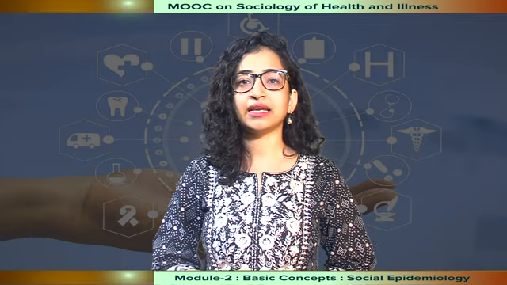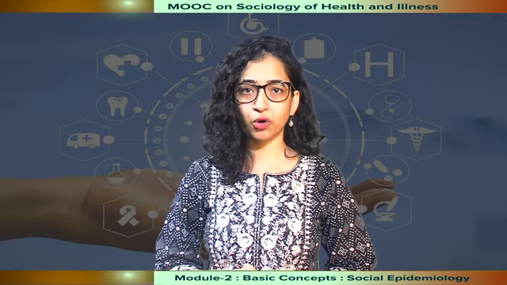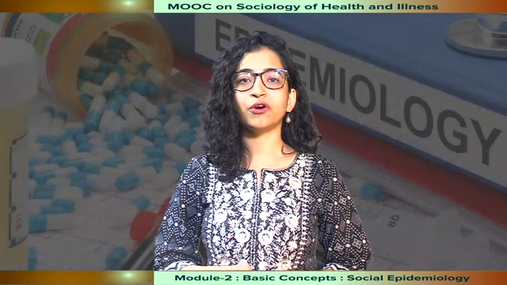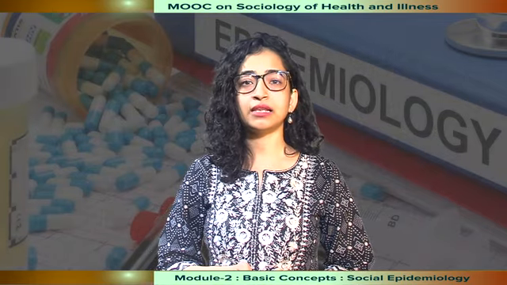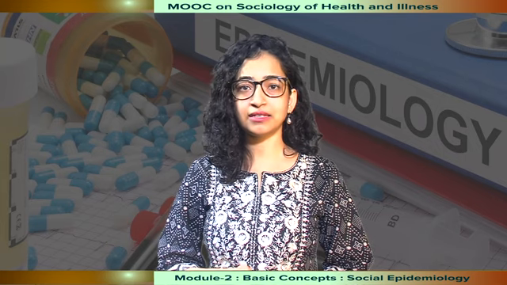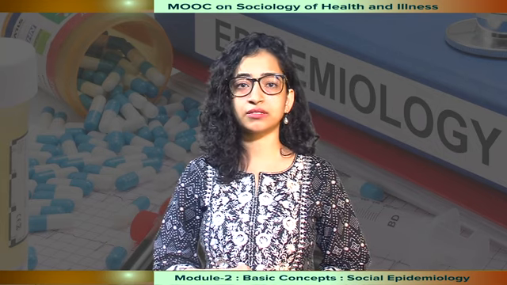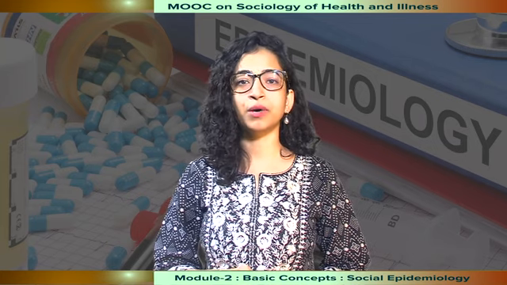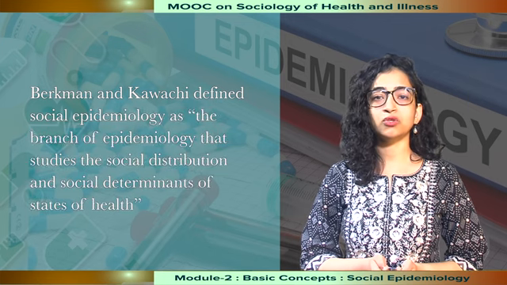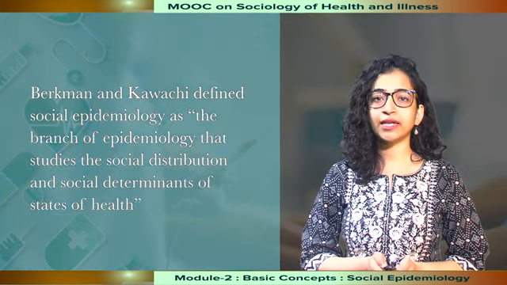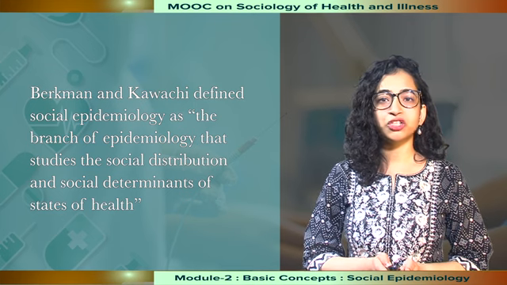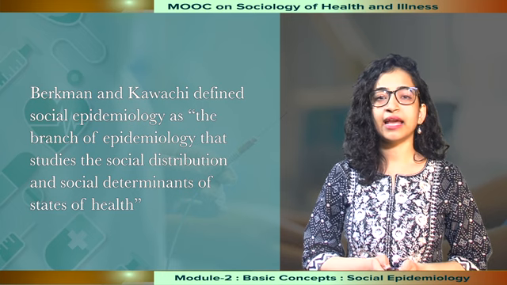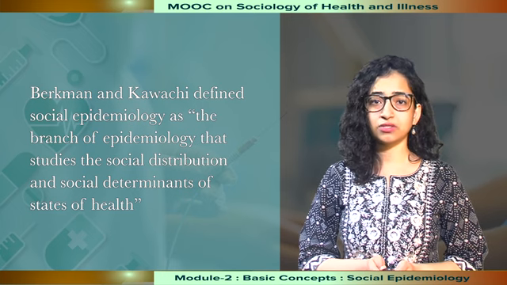In a backlash against the strong individualism of modern epidemiology, social epidemiologists argued for the need to return to the traditional epidemiological theme, that is, how do social conditions produce patterns of health and disease. Berkman and Kawachi, who were social epidemiologists, defined this branch as the branch of epidemiology that studies the social distribution and social determinants of states of health.